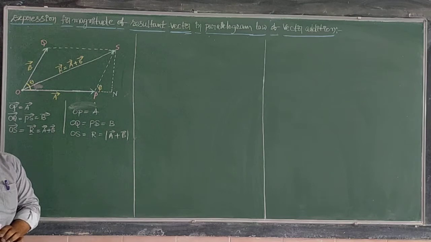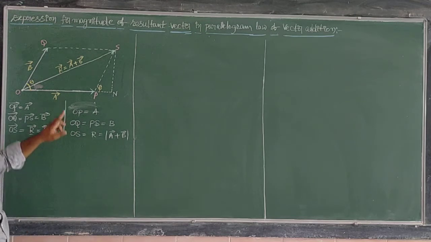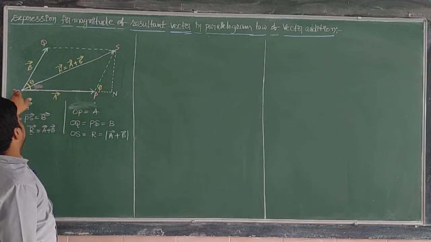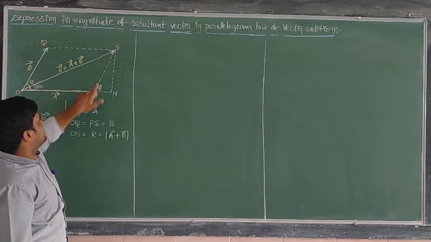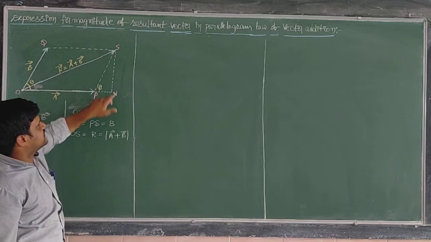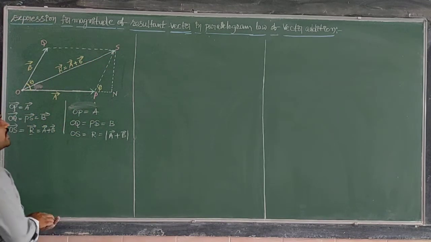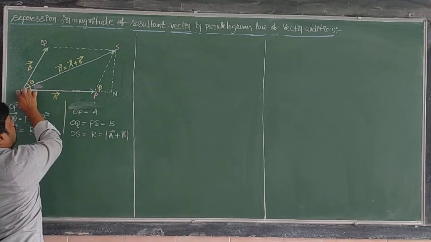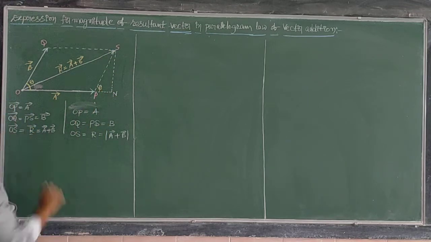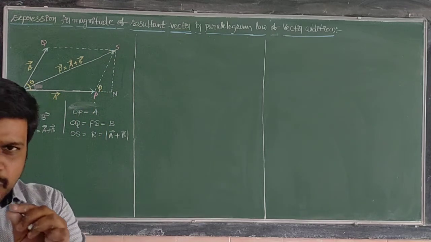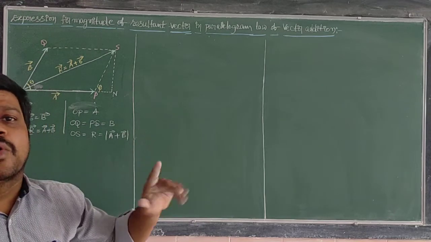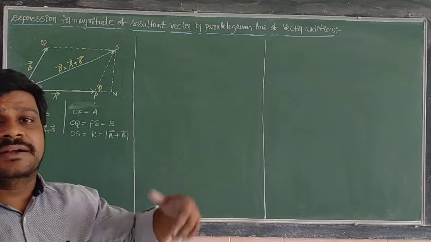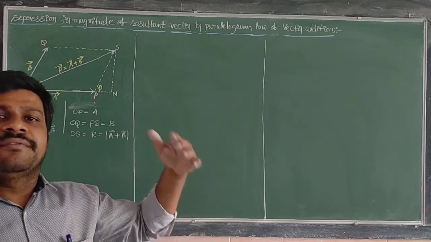additionally, what I got here are two right angle triangles. One is PSN, the other one is OSN. Two right angle triangles. By considering these two right angle triangles, we are going to derive the expression for the magnitude of the resultant vector in the parallelogram law of vector addition.